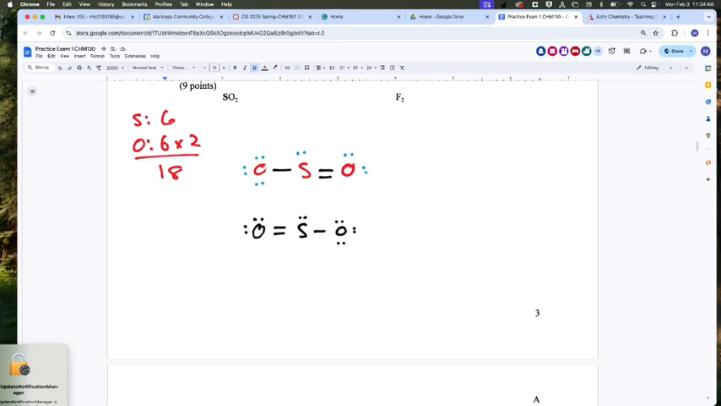Do I have my octet? We go back to our colored one. Yeah, all my atoms have their octet, which then means which of these is my answer? Both. Neither one is correct on its own. You would need both to be correct. Okay? You slowly build your way to get to the answer.